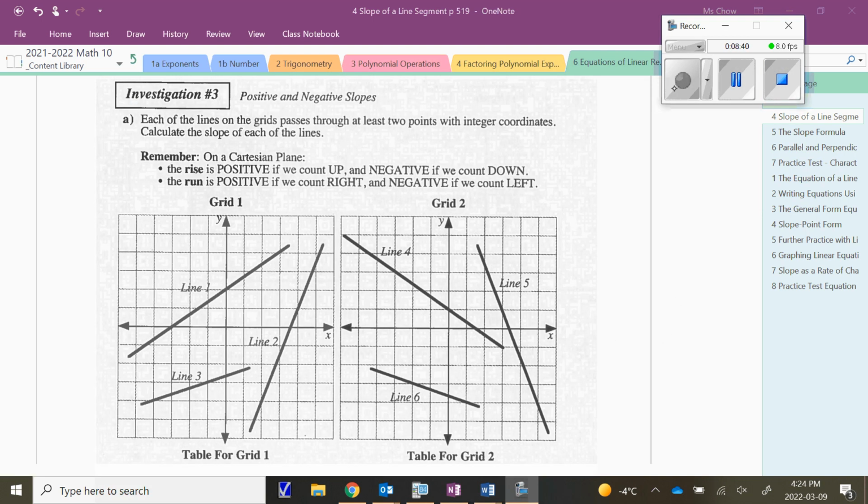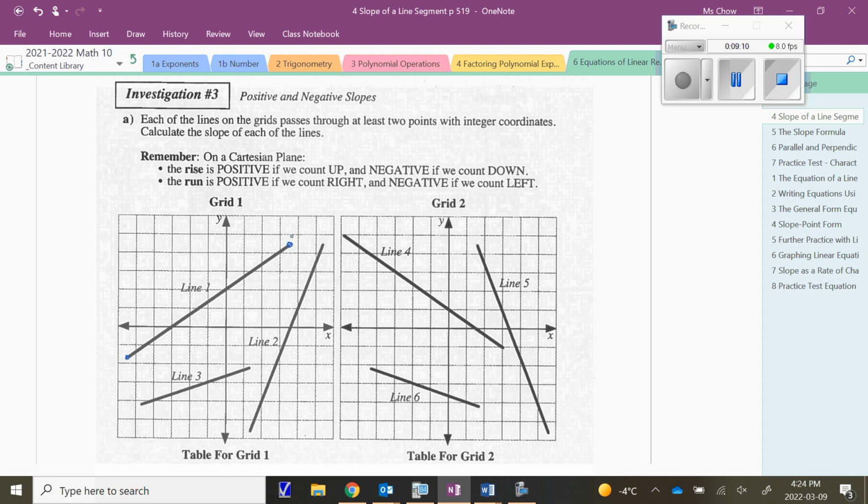Let's take a look at investigation number 3, and so that's taking a closer look at positive and negative slopes. And so in this particular case, if I was looking at line 1, first thing that I often go to are the endpoints, but wait a second, that's super unhelpful, because those endpoints are not going through any integer values, which would end up meaning that we're going to try to estimate, which is never good to do.